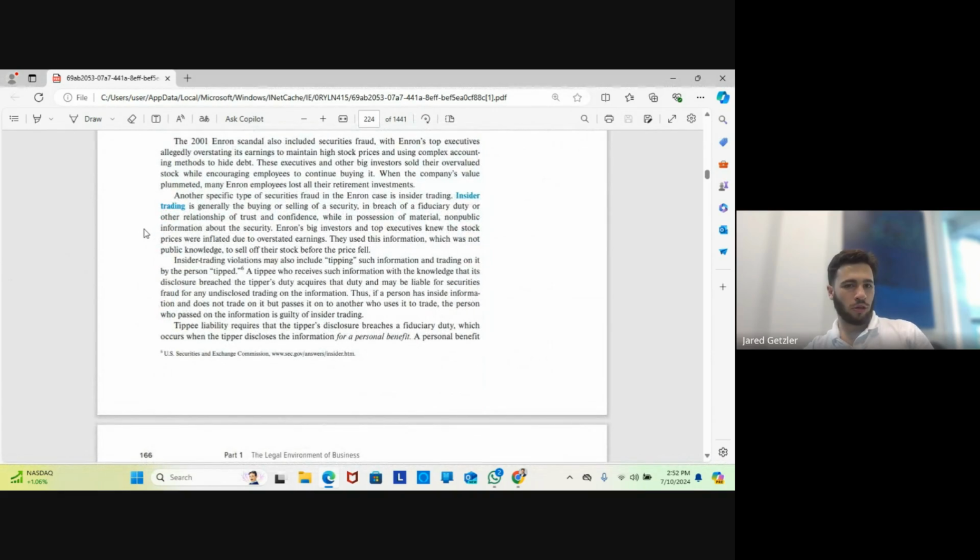So we also have what's called insider trading. Let's say, for example, I'm the CEO of ExxonMobil, and we make a decision, a strategic acquisition that's going to allow us to bump up our stock price. I can't go with that information that the public doesn't know and buy ExxonMobil stock and then sell it. That's going to be insider trading.